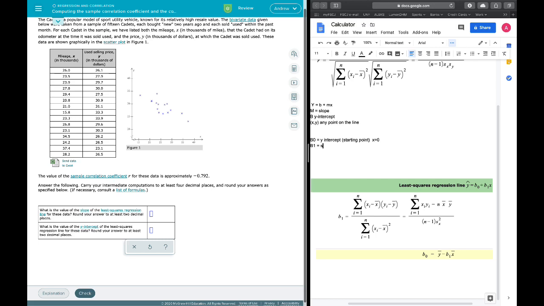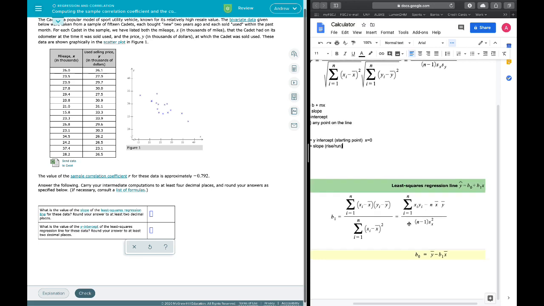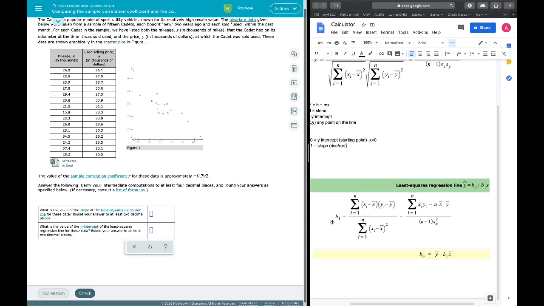B1 is our slope. Okay, so that's rise over run. So you go up if it's positive, and then to the right. And if it's negative, you go down and then to the right. Okay, so we don't have to actually graph these, but it's nice to know that when we're talking about interpreting these. All right, so our formula to do these. So what we need to find is the B1. Our B1 is our slope. So we're going to use this formula right here to find our slope.